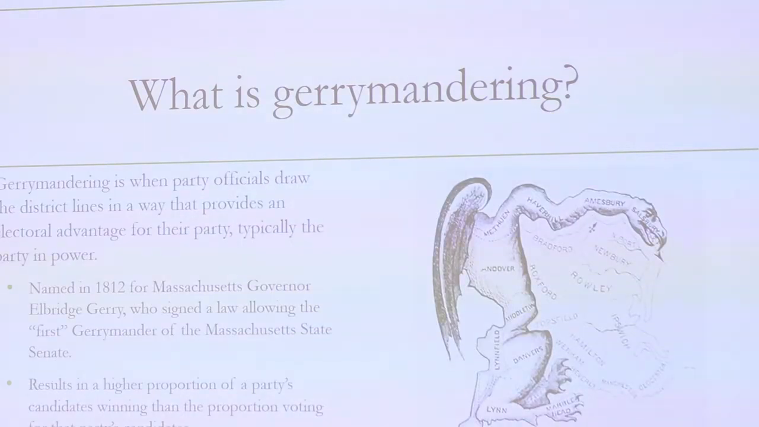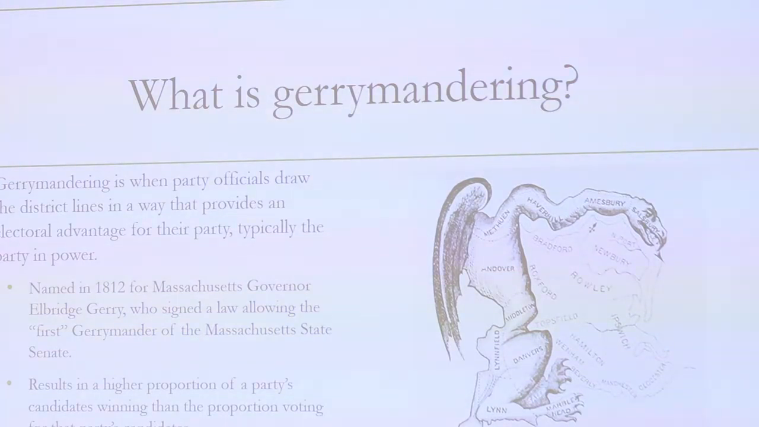So, knowing that, gerrymandering is when party officials draw district lines in a way that provides an electoral advantage for their party. And I'm going to show you in detail how this works in a minute. And again, this is typically the party in power that decides what this procedure is, and so they typically give themselves total authority to draw these lines.